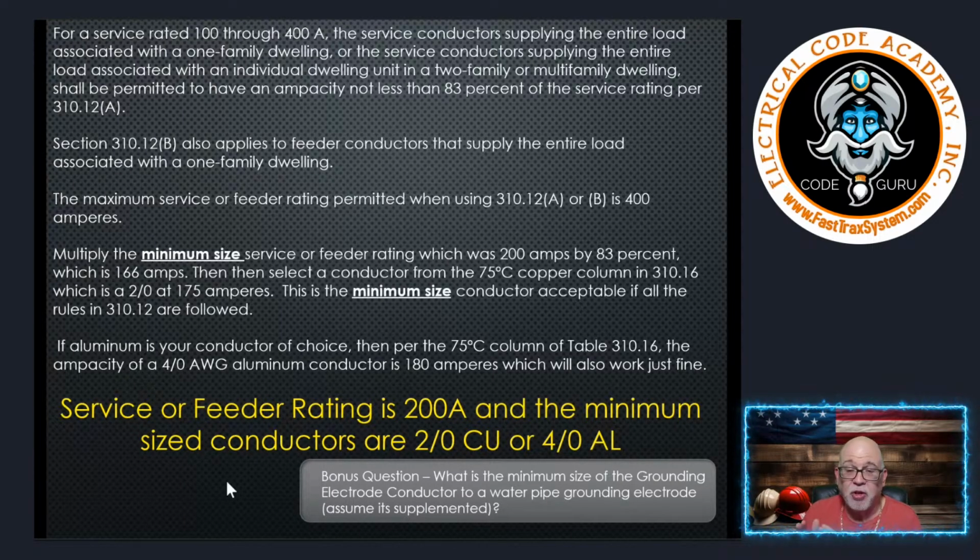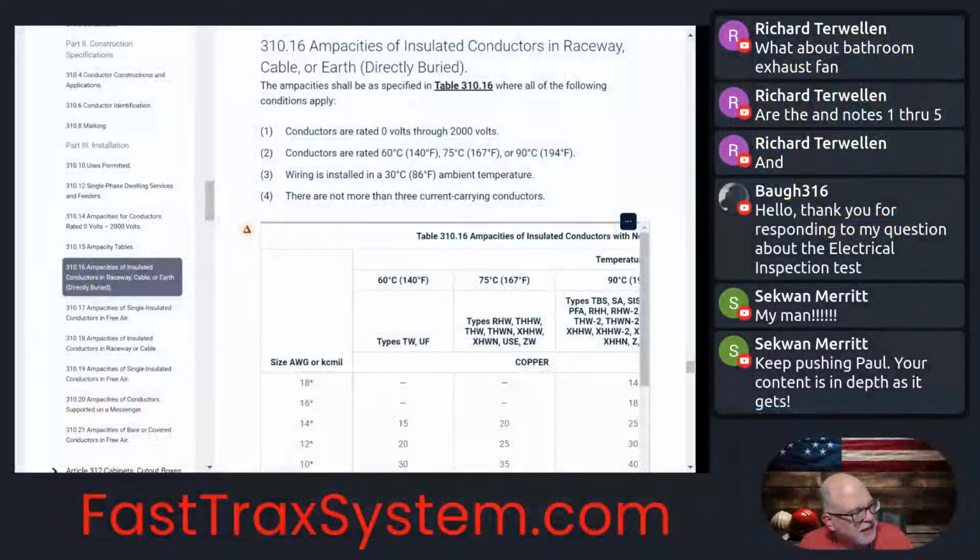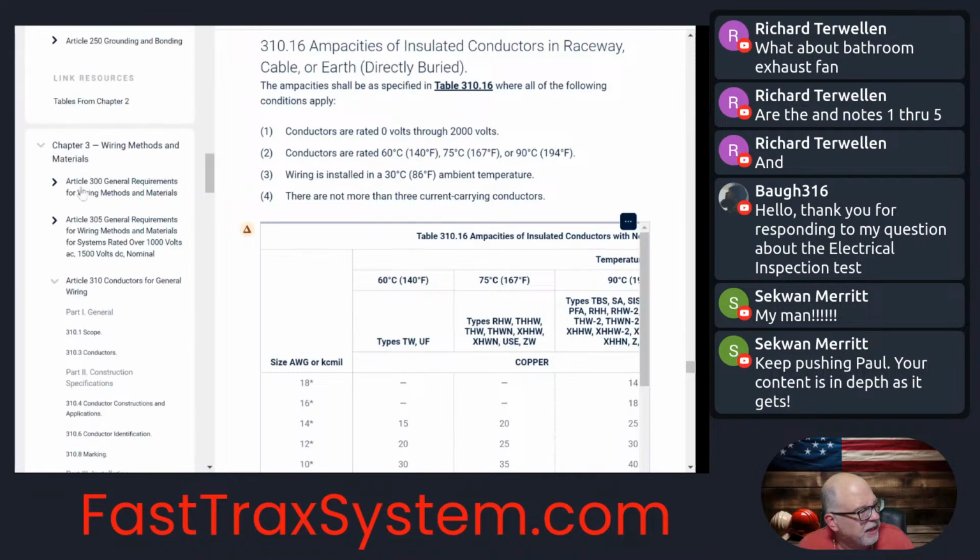So anyway, let's size this. Let's go real quick to 250.66 and see what it would be for 2-aught copper. The reason we're going to the table is because in order to deviate from the table, you have to be going to a ground rod, pipe or plate, to a concrete-encased electrode, or to a ground ring. And then you have some separate allowances in 250.66 A, B, or C. If it's any other type of electrode, you're going to go to the table, okay? So let's go real quick.